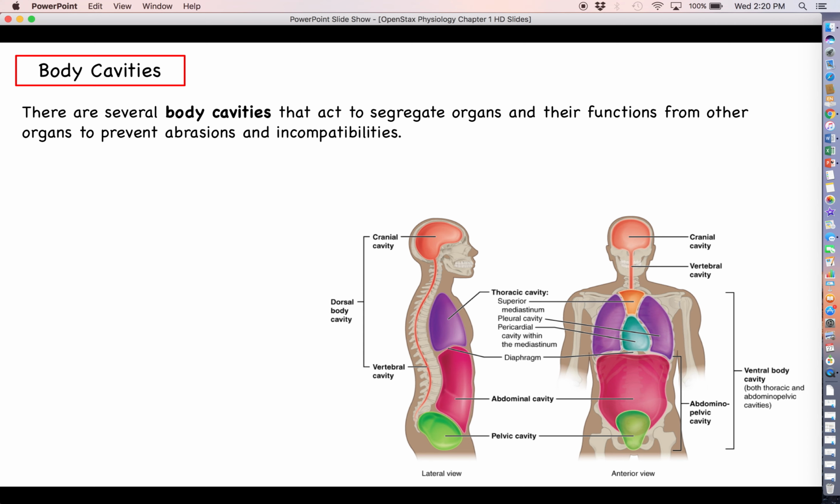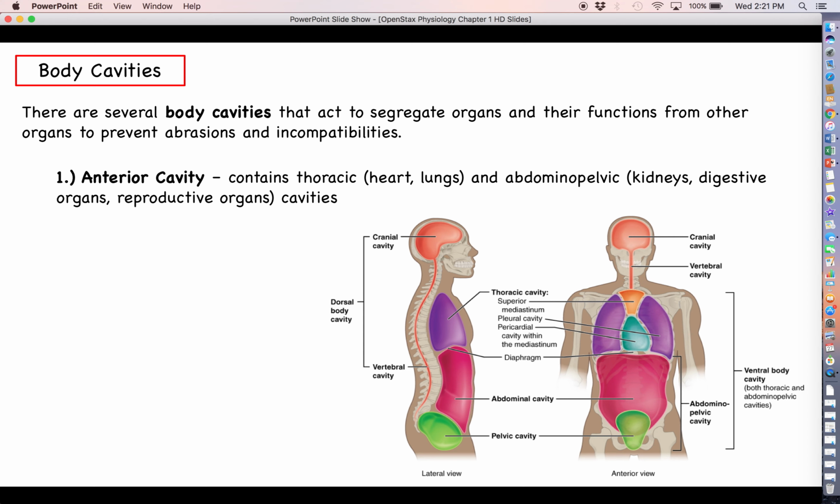So body cavities, something to be aware of. As we introduce new organ systems, we will obviously want to make sure we understand where these particular organs are located, especially as it pertains to different body cavities. We talked about this in terms of the compartmentalization aspect of human physiology. A lot of what these body cavities are meant to do is to house different organs while preventing incompatibilities from occurring, and also preventing damage from abrasions occurring.